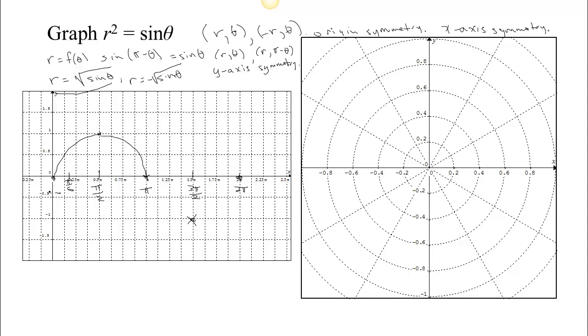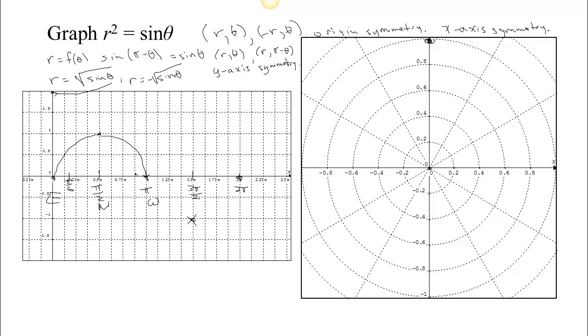You see, as we turn, this would be east to north to west. We're at the origin when we're facing east. As we turn to face north, we can walk out further and further and further. When we're facing north, we can actually take a full step out. And then by the time we're facing west, we're back at the origin again. So we're going to get some kind of loop.